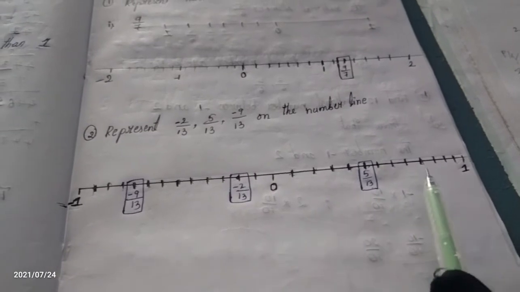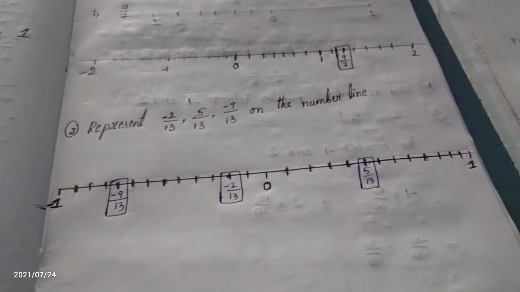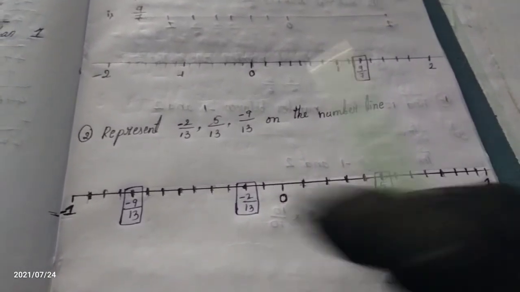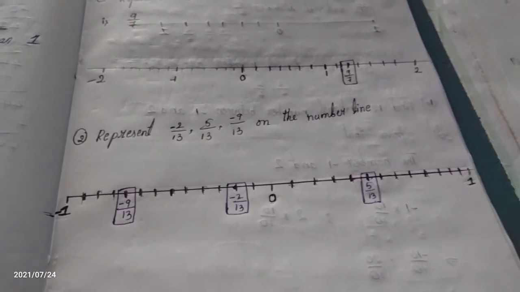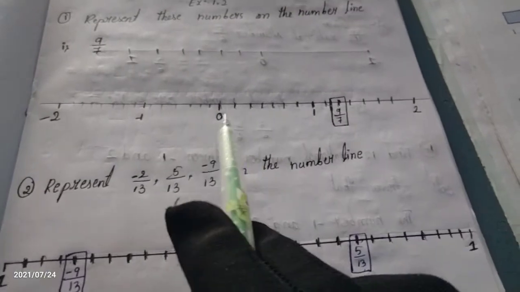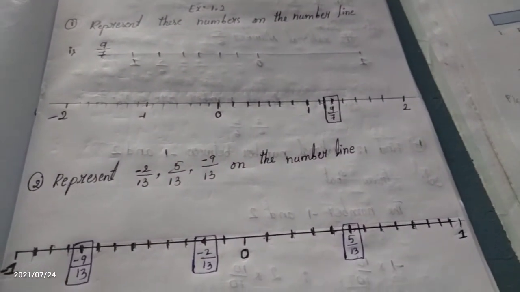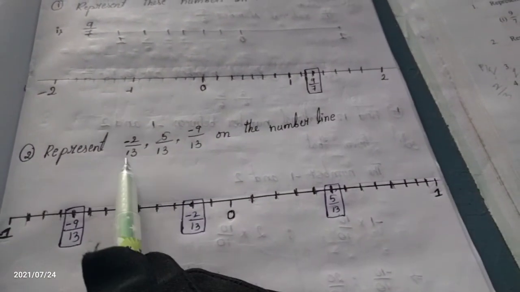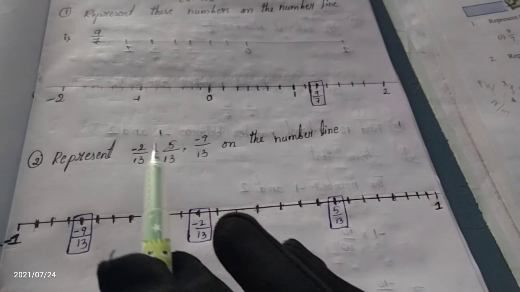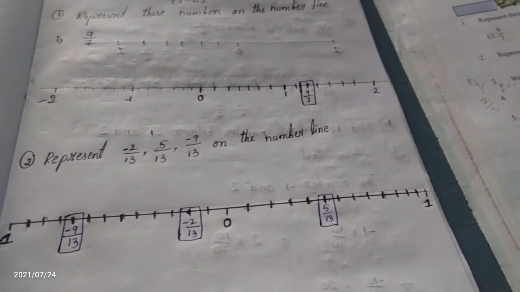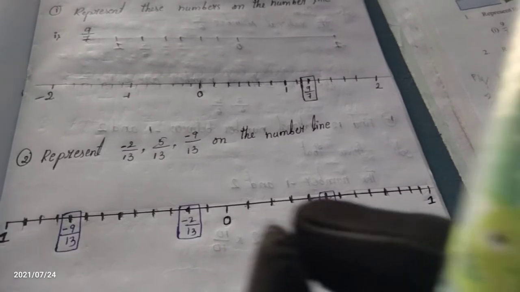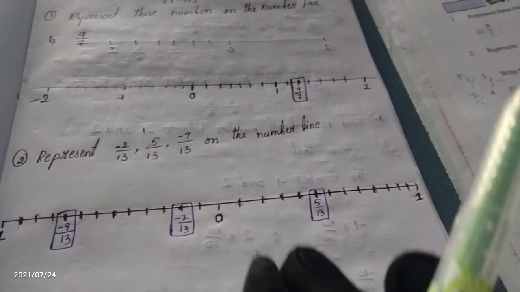Just take the number line. Before drawing the number line, first decide whether the fraction is proper or improper. If it is proper, we take 0, 1, and minus 1. If it is improper, we take 1, 2 or 3. The denominator tells how many parts we have to divide. After dividing, take whatever number is given and write that number at its point.